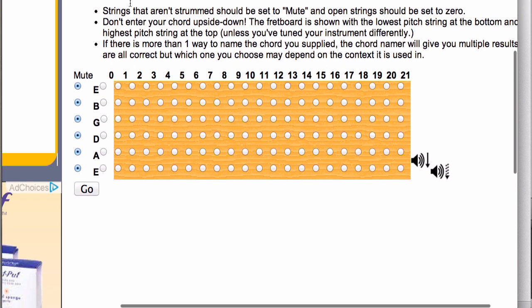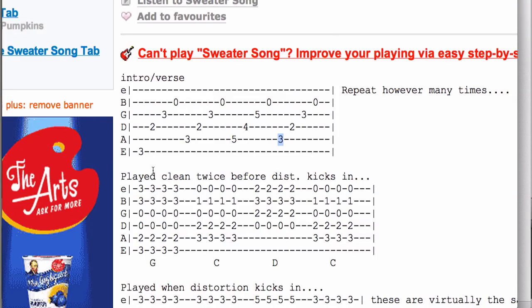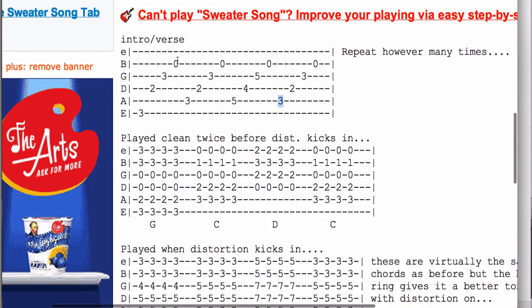So anyways, what we're going to do is take this Weezer song, and we're going to use this tool to figure out what these chords are. And this is what I make my students do, and they really start to get music theory this way, and they can do it on their own, which is sort of the whole point.